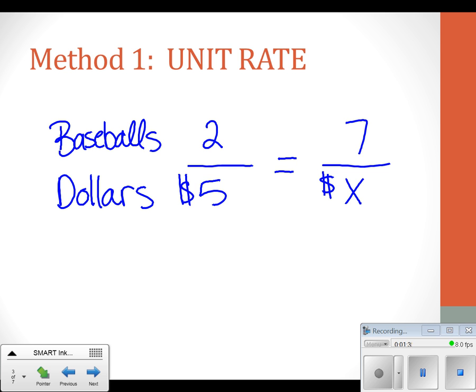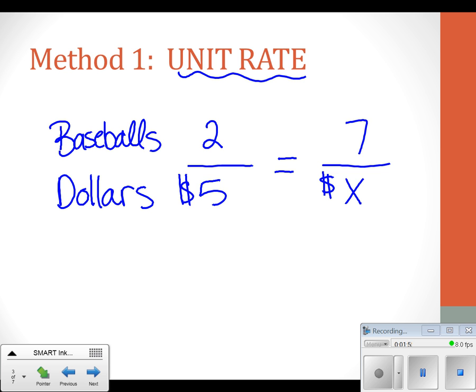And we want to know 7. We don't want to know 6. We don't want to know 8. We want to know 7 in between there. Well, if we're looking at unit rate, we're essentially looking at how much is just 1. Well, if 2 baseballs is $5, that means 1 baseball would be half of the $5, which is $2.50.